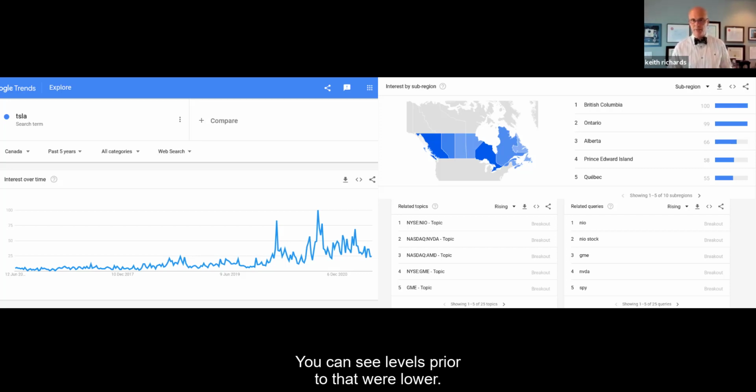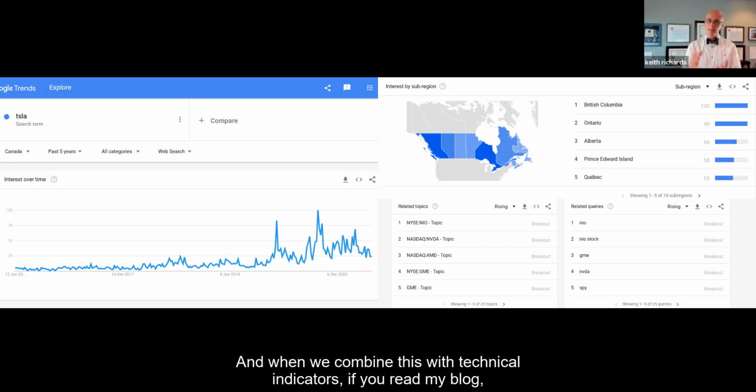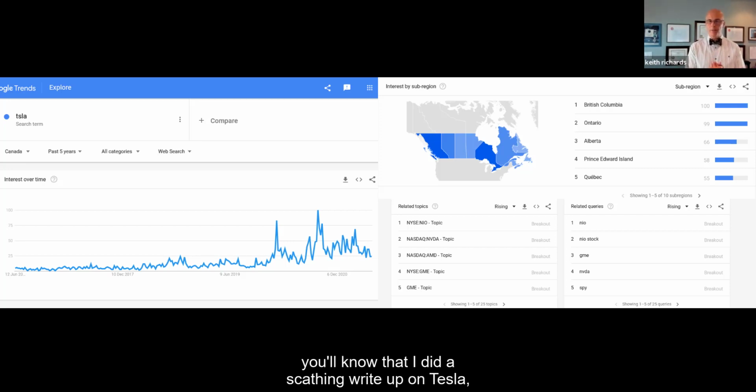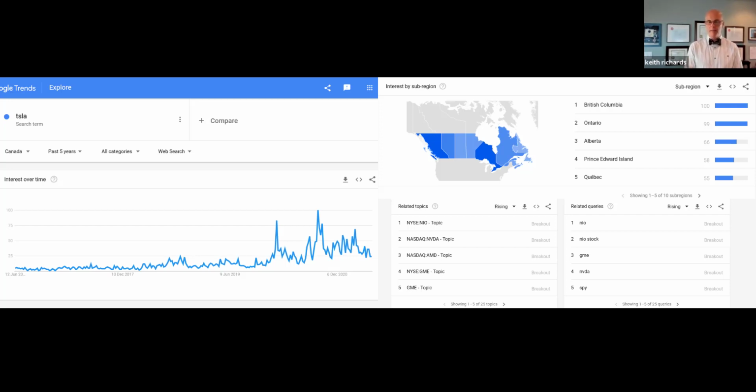You can see levels prior to that were lower. So we got a pretty good indication, and when we combine this with technical indicators, if you read my blog, you'll know that I did a scathing write-up on Tesla right in February of this year, saying I think it's peaking because it was way over its 200-day moving average, and the search inquiries were peaking again. Maybe not as high as they were last August, but they were high.